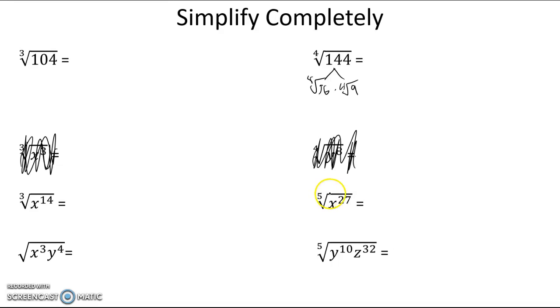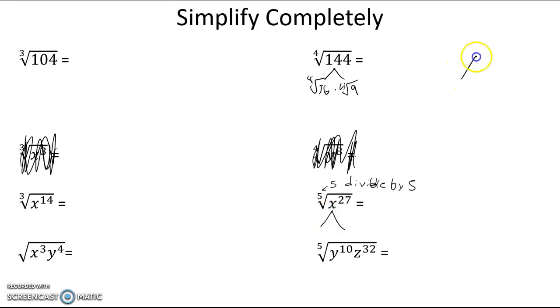Now, the key is that you need your exponent here to be not to the power of 5, excuse me, but be divisible by 5, all right? And that's the thing with our exponents. These exponents in here have to be divisible by our roots if we want to do this method, all right? Now, x to the 27th, it's not divisible by 5, but we can break this up.